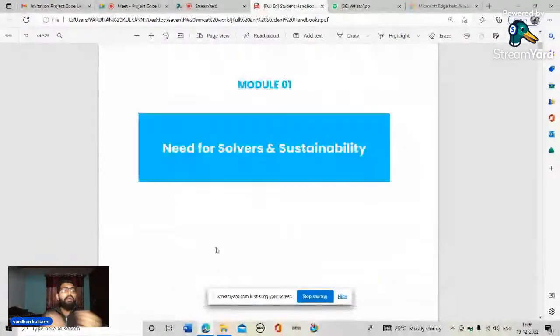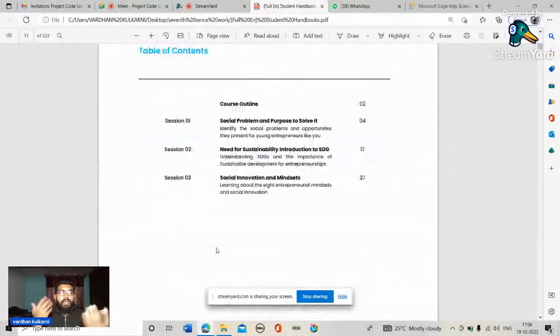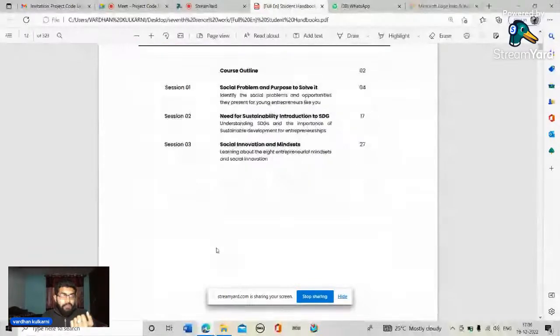Okay, coming to Module 1, Need for Solvers and Sustainability. We'll be looking into social problems, the purpose to solve them, the need for sustainability, and an introduction to SDGs, social innovation, and mindsets. There are three sessions in Module 1, and today we'll be looking at all these sessions.